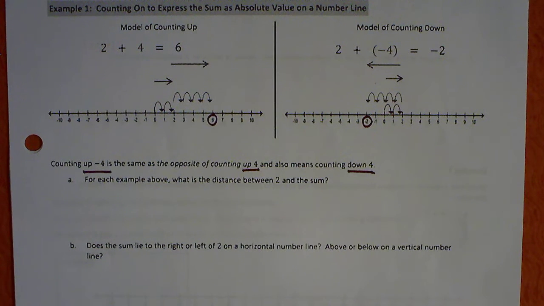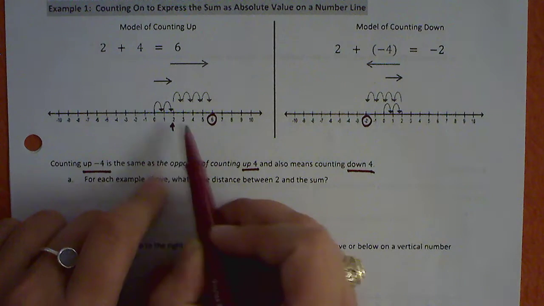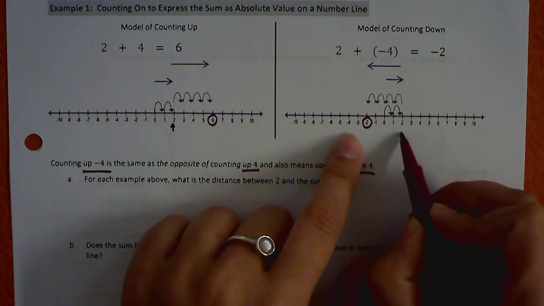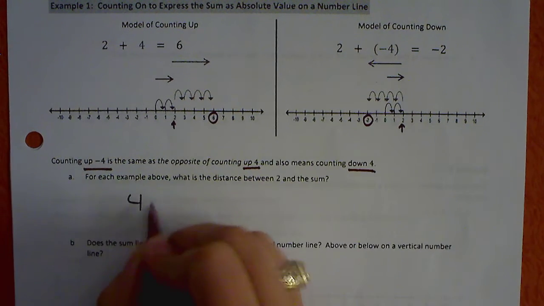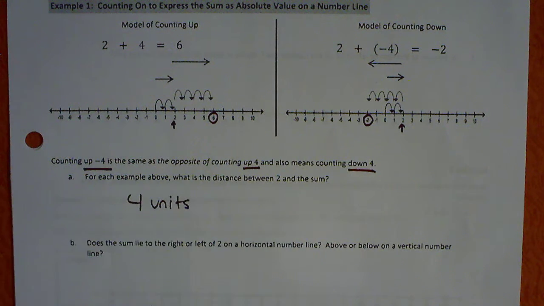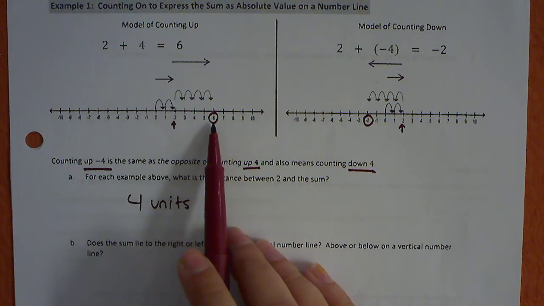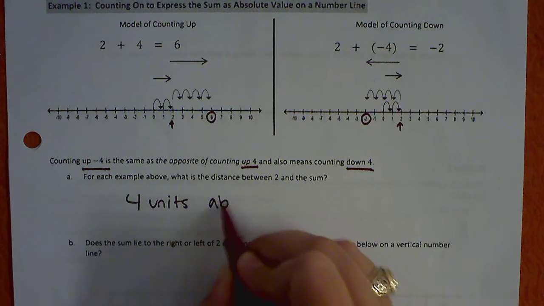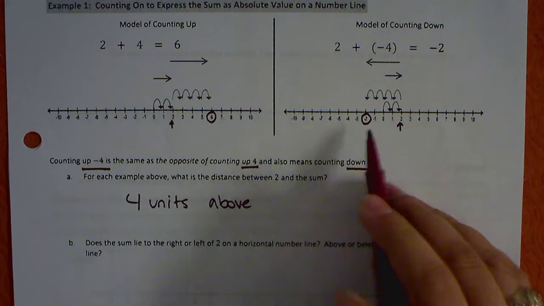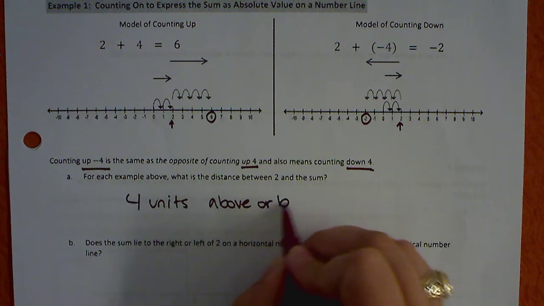So for each example above, the distance between 2 and the sum, every single time, the sum is here, and here's 2. We're 4 units away. Here's 2, here's the sum, we're 4 units away. The only difference is that on this side, the sum is 4 units above 2. And on this one, the sum, negative 2, is 4 units below 2.